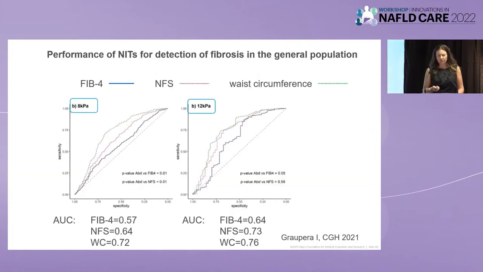The performance of NITs just taken by themselves. This is for clinically significant fibrosis. This is for advanced fibrosis. FIB4 versus NFS versus waist circumference: waist circumference outperformed all of them here, especially at the 8 kPa cutoff, and a bit less here for the 12. So again, should we implement waist circumference instead of BMI or all the other FIB4s as we move forward in primary care? Maybe. It makes you think.